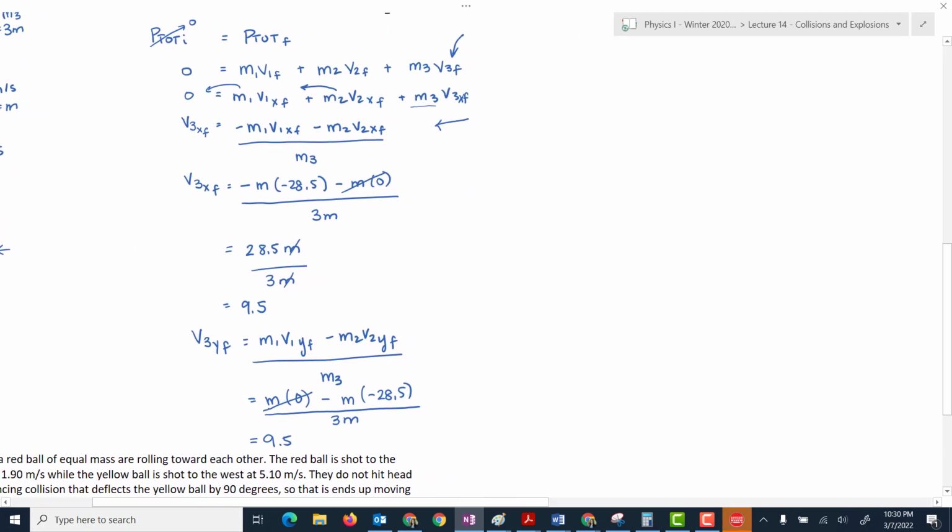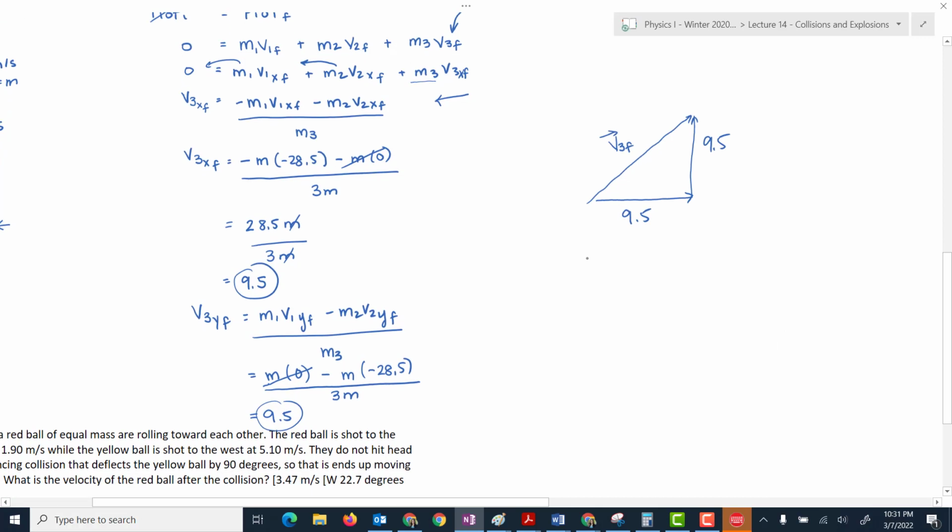All right, so now we know my v3x final and my v3y final. So I can write them out. My v3x final is positive, so that means it goes to the right, 9.5. My v3y final is positive, so that means it goes up, 9.5. Okay, so that's these numbers here. And then my resultant would look like this. So this is my v3 final.